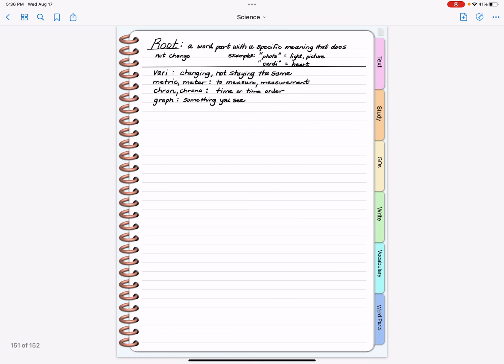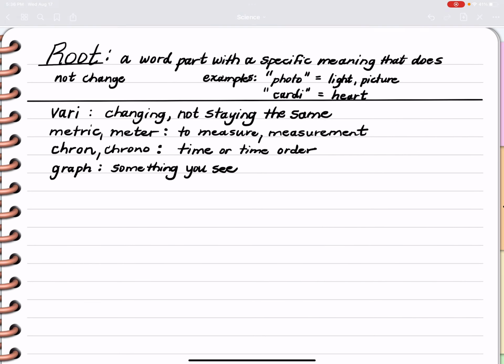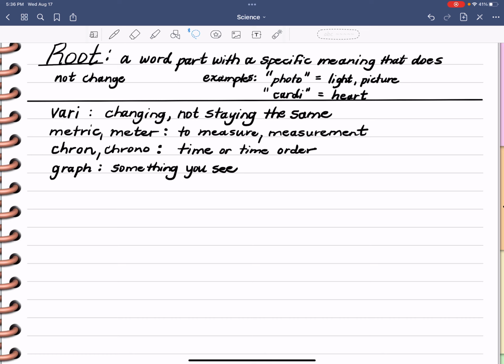Let's see. The first one is a root. We've already added this one actually, so we don't have to add it. It's the root graph. That is the one I was planning to add right here. So, graph is something you see. And just, again, we're associating graph with the eye. It's something that you observe with vision.